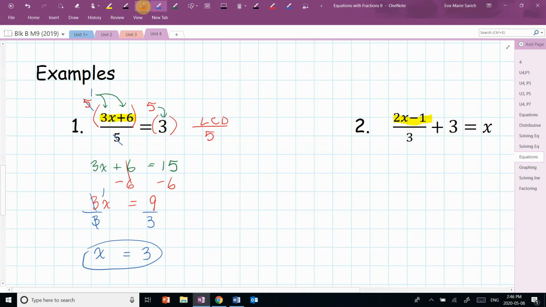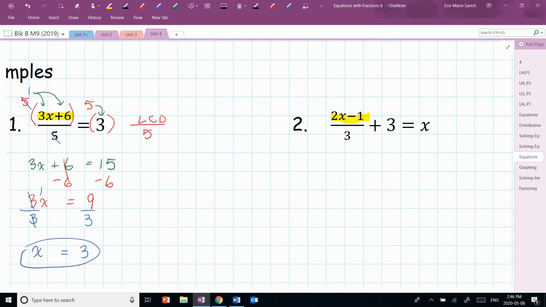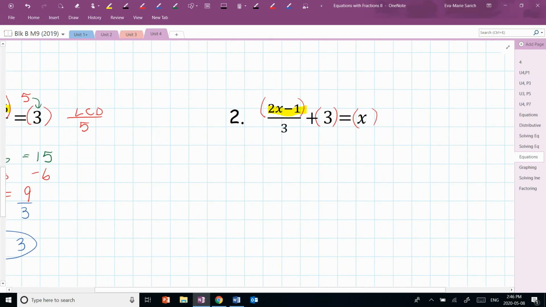Okay, let's go to the second example. 3 different terms here because there's a fraction, then we add a whole number, and then we equal an x. So all 3 terms have to be multiplied by our common denominator. Now, in this case, we only, again, have one denominator. So our lowest common denominator is 3. So we're going to take each of these terms and multiply them by 3.